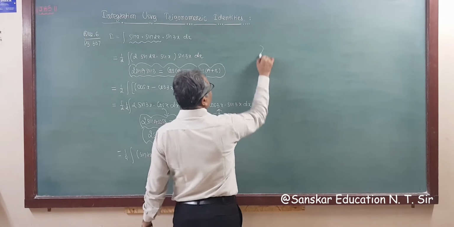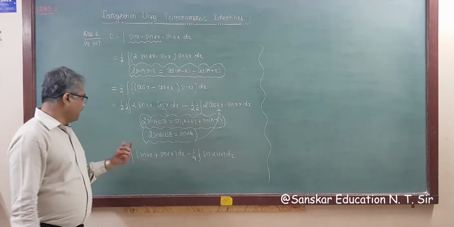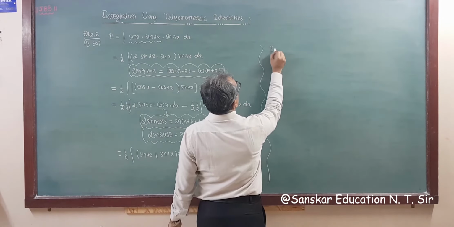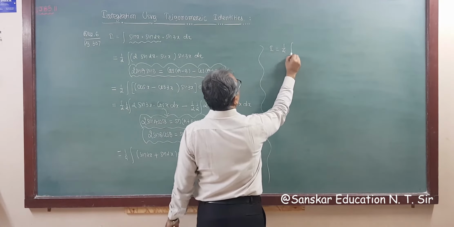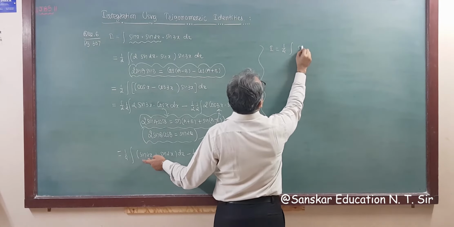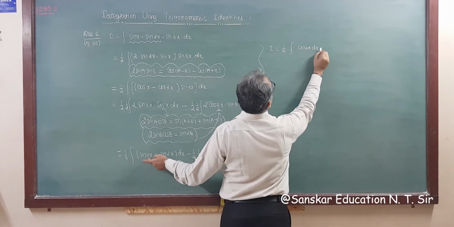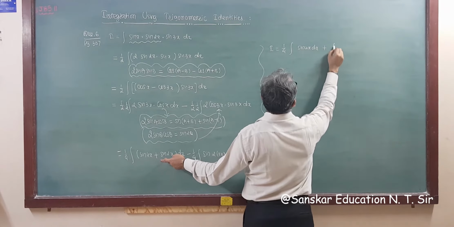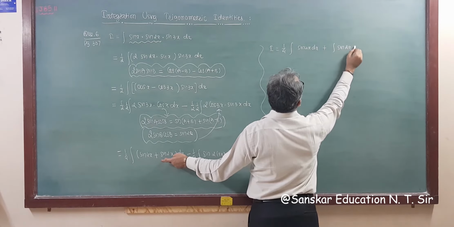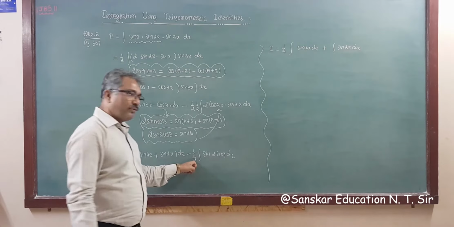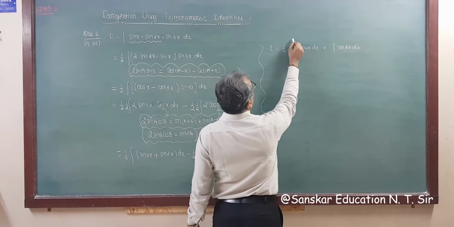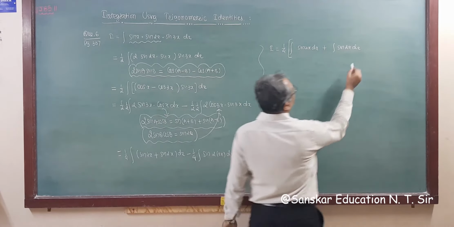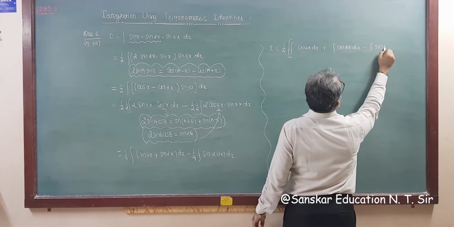So simplifying this, what we get? Taking 1 upon 4 as a constant, I is equal to 1 upon 4 integration of sin 4x dx, then plus sin 2x dx. Also taking 1 upon 4 common from all terms, this becomes minus sin 6x dx. So minus integration of sin 6x dx, right?